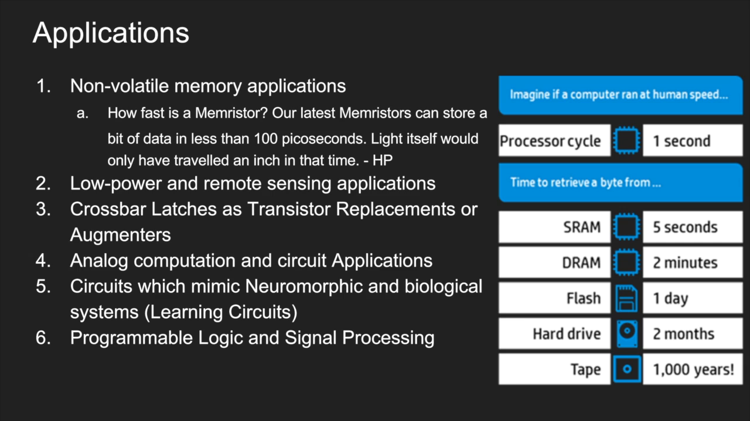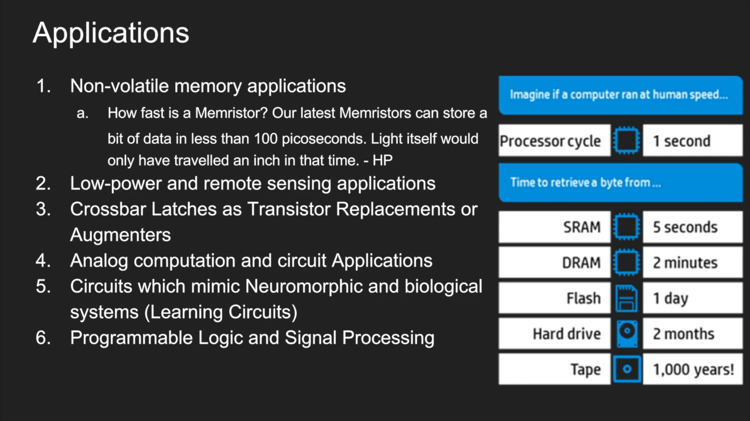The applications of memristors are numerous. They can be used as non-volatile memory, and they're pretty fast. HP's latest memristors can store a bit of data in less than 100 picoseconds, and in this time light itself would only have traveled an inch, so it's quite fast.